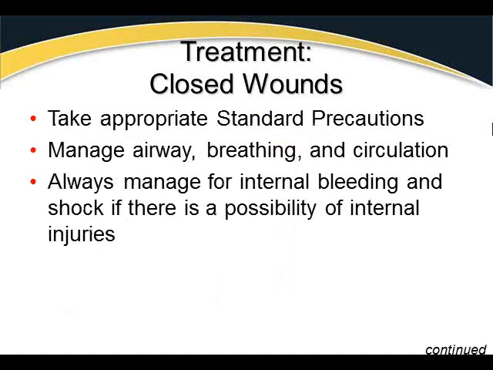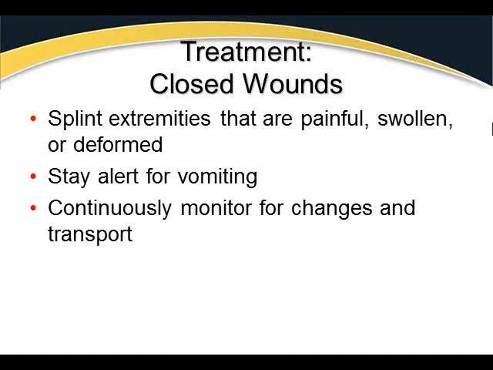So if we're going to deal with closed wounds, we're going to take appropriate precautions, of course, and manage ABCs. This is really very supportive, and then being strongly suspicious of the possibility of shock. So if there's a possibility of internal injuries, there's a possibility of shock. If we have other specific body parts involved, we may want to splint those extremities, if it's an extremity that's painful and swollen or deformed. This kind of goes a little bit more into the hard tissue traumas, but with the soft tissue traumas, splinting can be very appropriate.